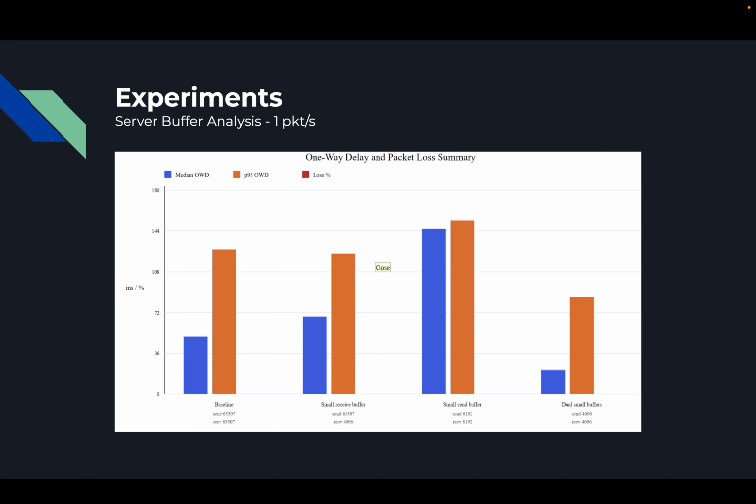delivered. This chart compares median one-way delay with P95 one-way delay and loss rate for the server experiments. Since the server files report no packet loss, the main comparison is delay. The small send buffer test has the highest median and P95 one-way delay, which makes it the worst performer from the server's point of view. The baseline is more stable, and the dual small buffer case has lower delay for recorded packets. The key conclusion is that small send buffers can introduce substantial one-way delay even when packet loss is not shown in the server log.